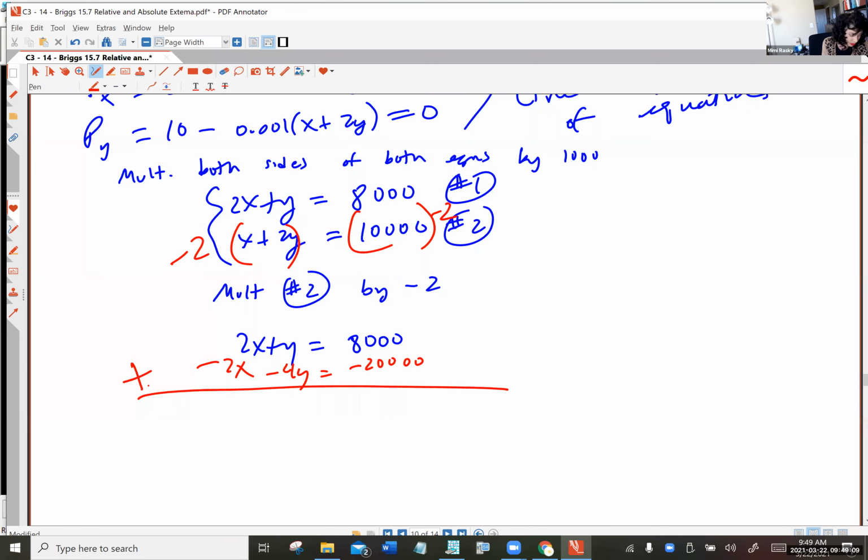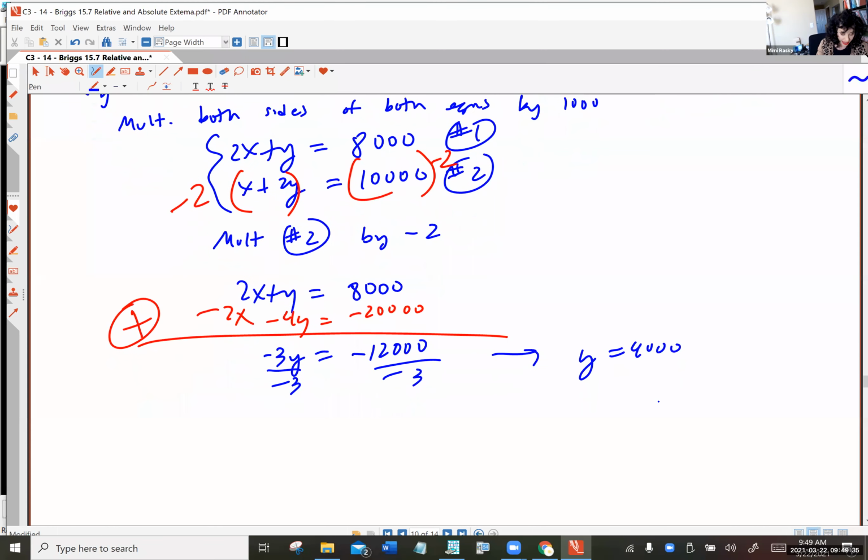And then I put a line there, and I'm going to add these two equations together because it'll help me eliminate the x variable. So when I add these equations together, 2x plus -2x eliminates the x's, y plus -4y is -3y, and then 8,000 plus -20,000 is -12,000. Woo! And divide both sides by -3, and I get y is 4,000.